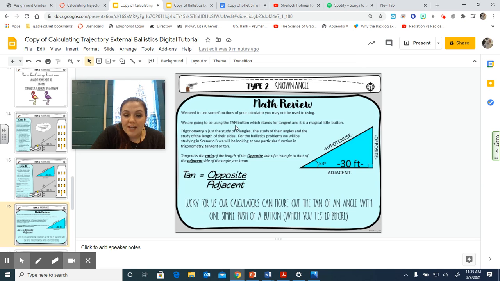We are now going to use the tan button, which stands for tangent, and it is a magical little button. Trigonometry is just the study of triangles, the study of their angles, and the study of the length of their sides. For ballistics problems, we'll be looking at one particular function in trigonometry, tangent or tan. Tangent is the ratio of the length of the opposite side to that of the adjacent side. So tan equals opposite over adjacent, opposite divided by adjacent.